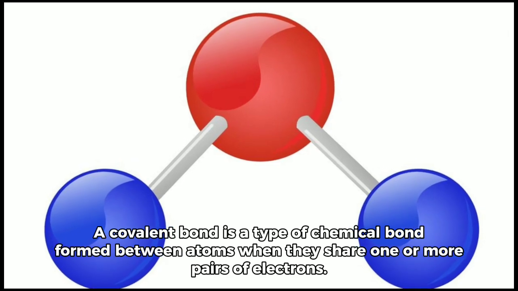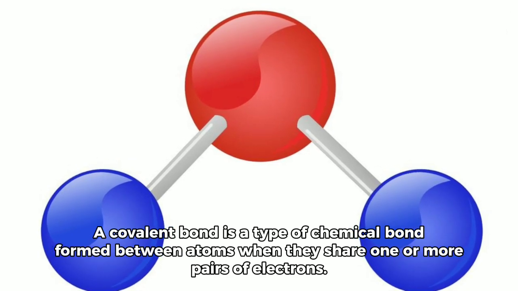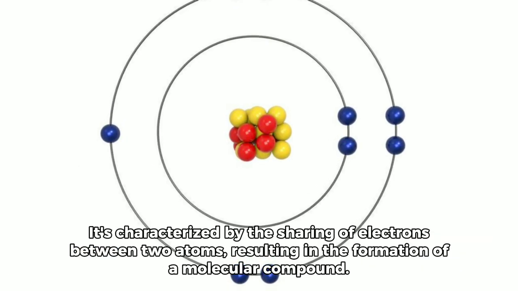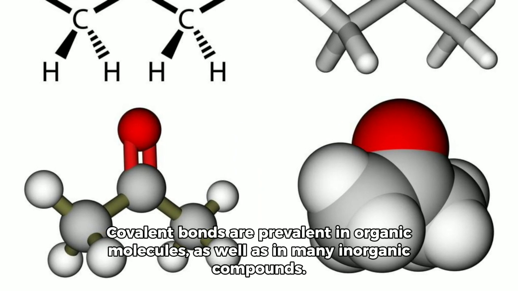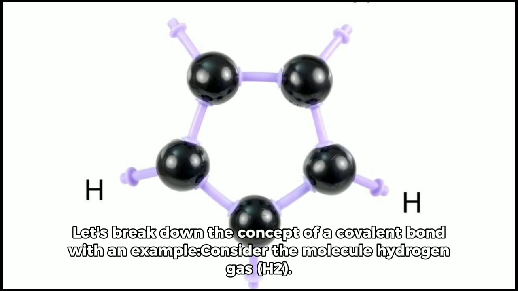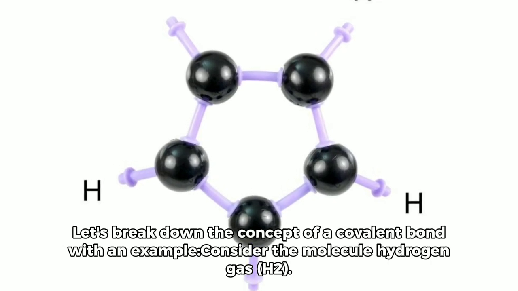A covalent bond is a type of chemical bond formed between atoms when they share one or more pairs of electrons. It's characterized by the sharing of electrons between two atoms, resulting in the formation of a molecular compound. Covalent bonds are prevalent in organic molecules as well as in many inorganic compounds. Let's break down the concept of a covalent bond with an example.